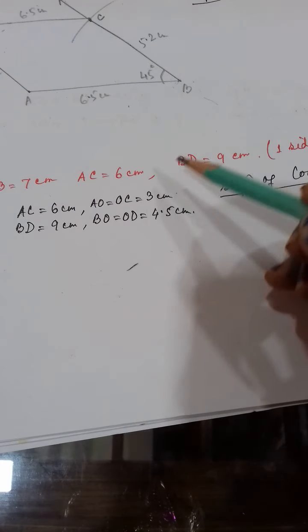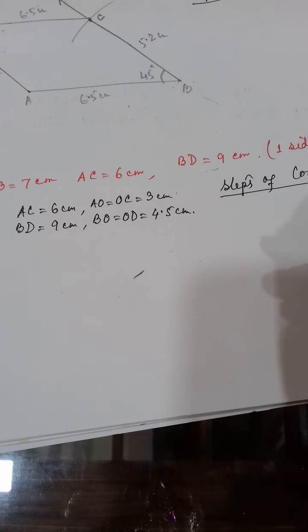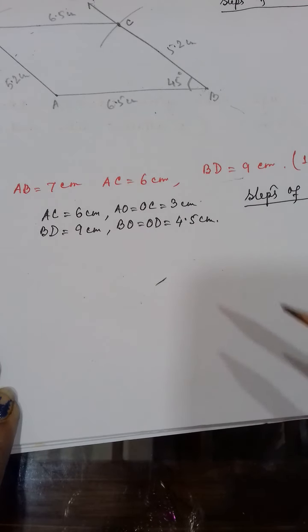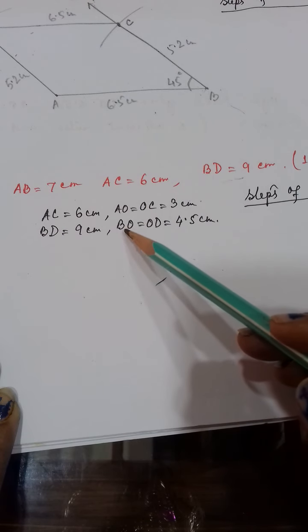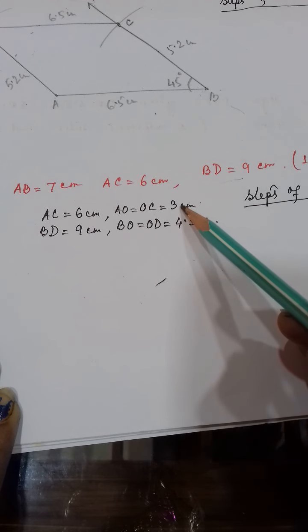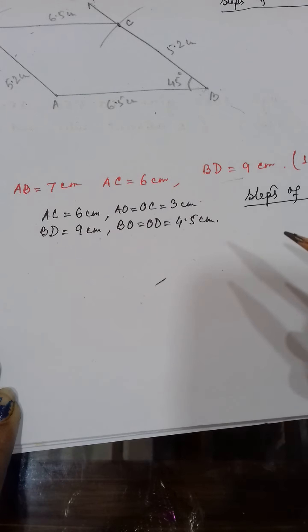Now students, when you get this type of construction, one side and two diagonals, remember the property I have told you: in a parallelogram, diagonals bisect each other. That means you have to find the midpoints. So first you have to find the midpoints. If AC is 6 centimeter, then half of it, AO is equal to OC is equal to 3 centimeter, and if BD is 9 centimeter, then its half is 4.5 centimeter. Clear? Got it?